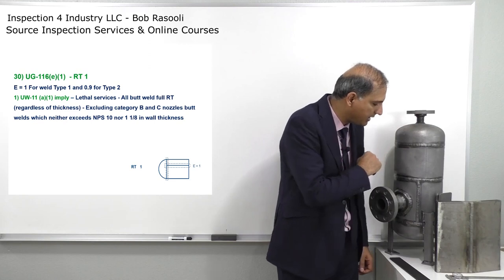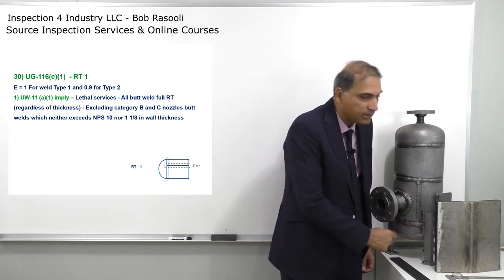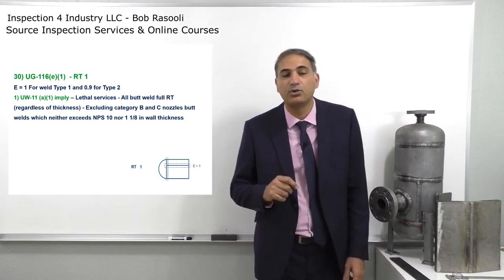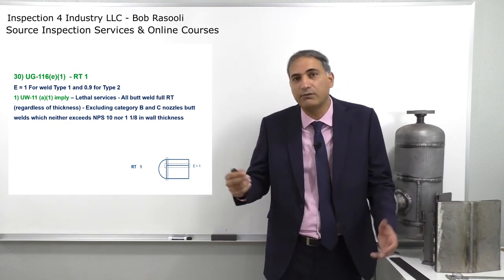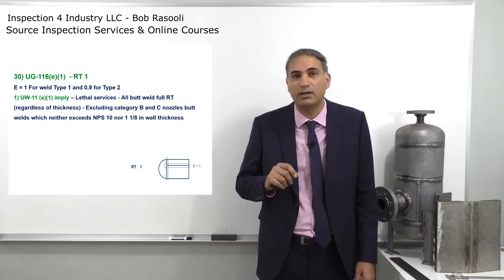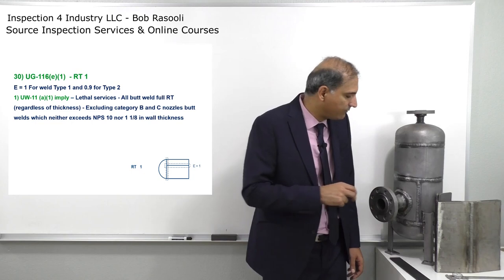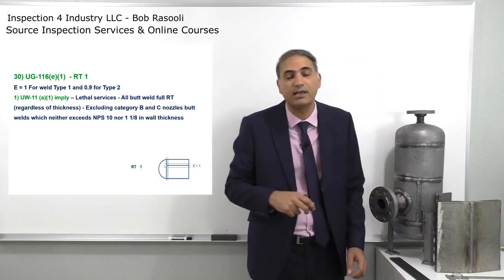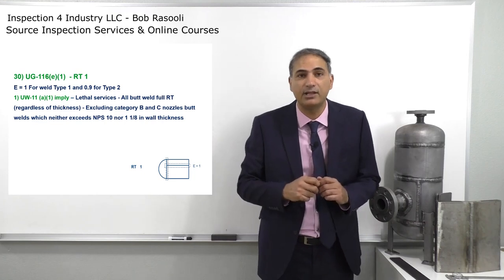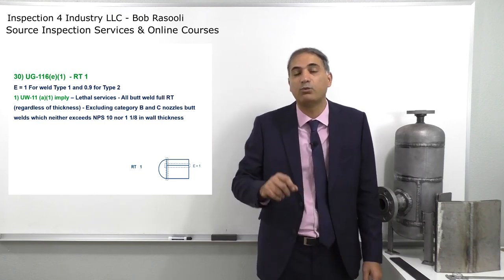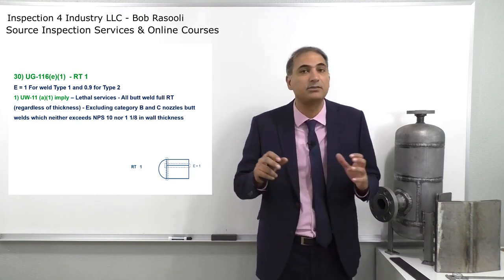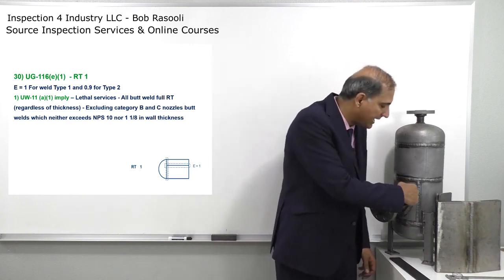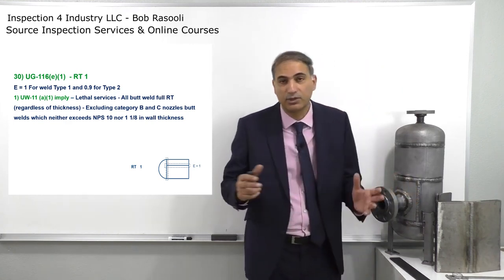You can see in here, full radiography to get the joint efficiency 1 on a design formula. And what about the nozzles? We are having a butt weld in here as well. Well, it says if it is less than 10 inch and wall thickness is not more than 1 1/8 inch, then it is not required for category C and D joints. We're talking about the butt weld.